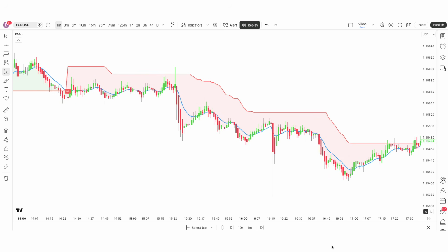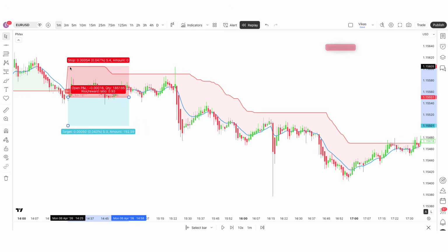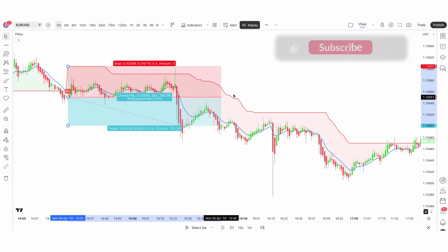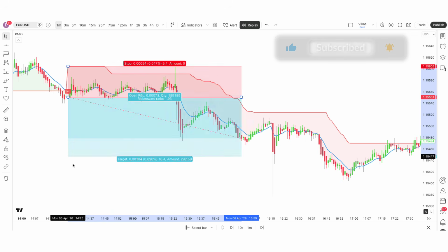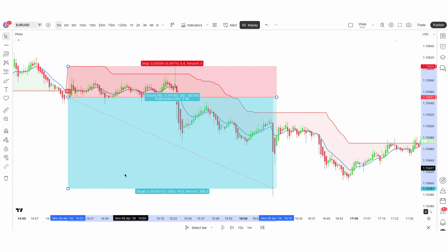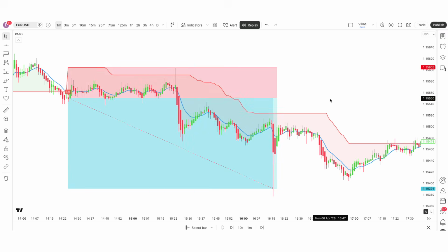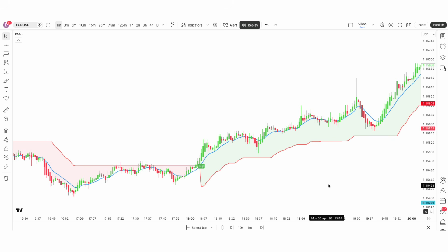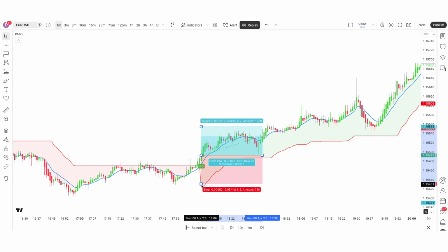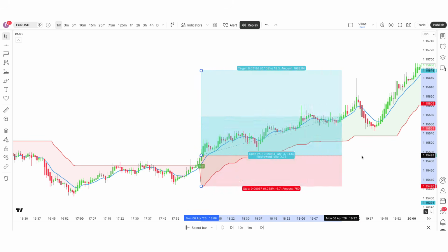a valuable tool. This indicator utilizes a combination of moving averages and ATR, average true range, to illustrate the overall market trend. Generally, when the price remains above the PMAX line, the trend is considered bullish. Conversely, when it falls below the line, it signals a bearish trend.